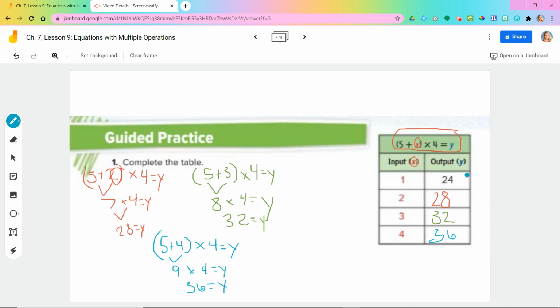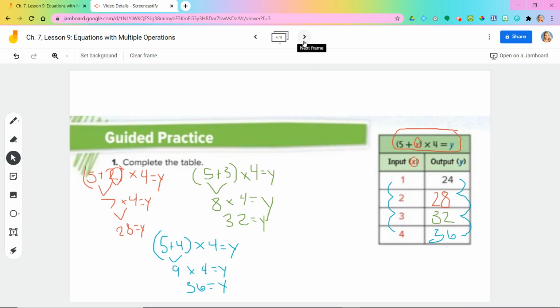And you can find a pattern here. Each time we're increasing by 4, each time the input is increasing by 1. My inputs alternate between odd and even, odd and even. My outputs are all even numbers. All right.